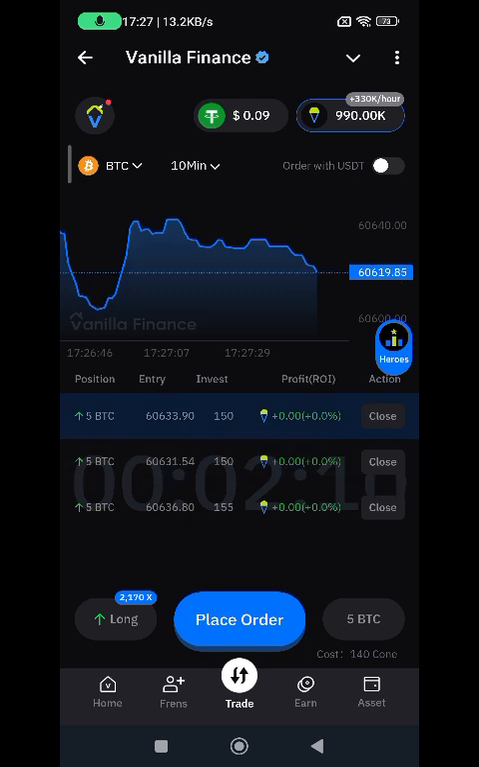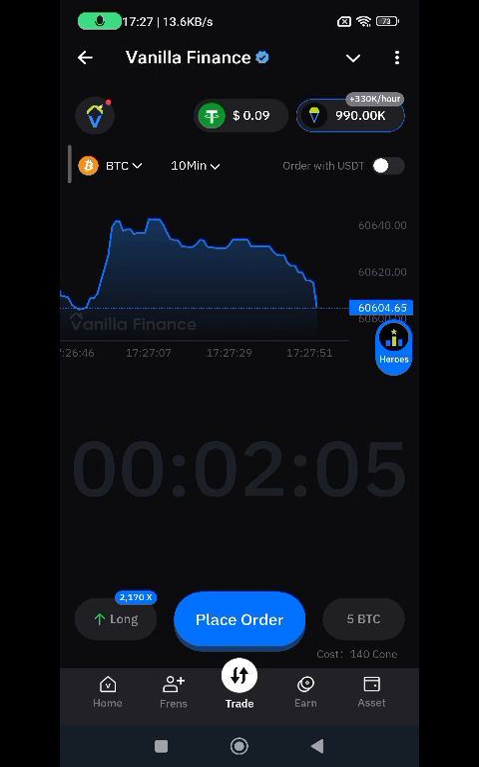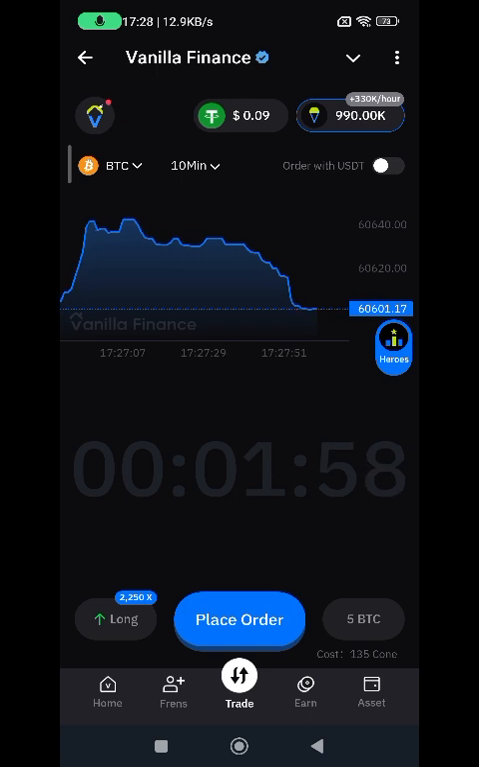And now when you are in profit, or you are satisfied with the profit you've made, you can close the trade the same way I just closed it up. All right. So that is it for trading USDT.